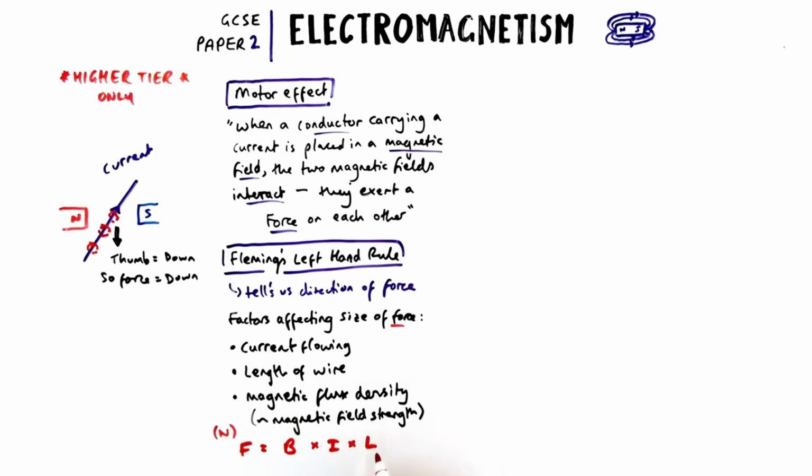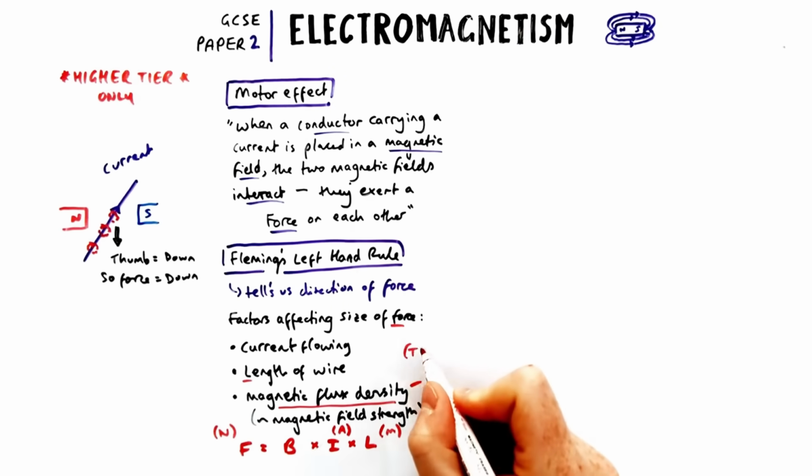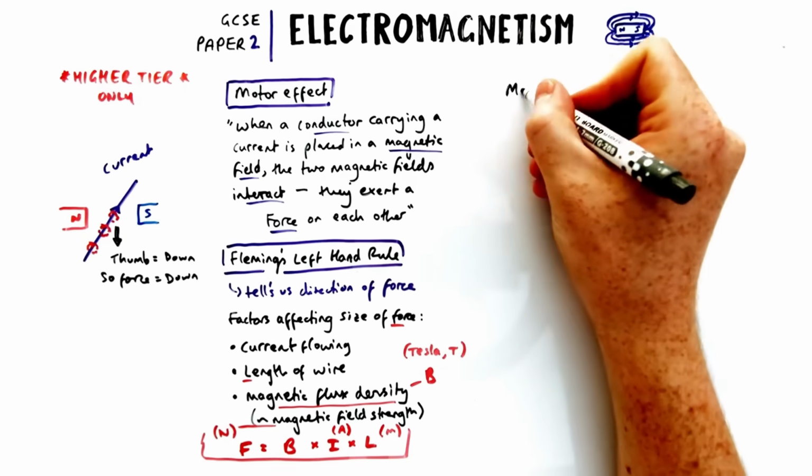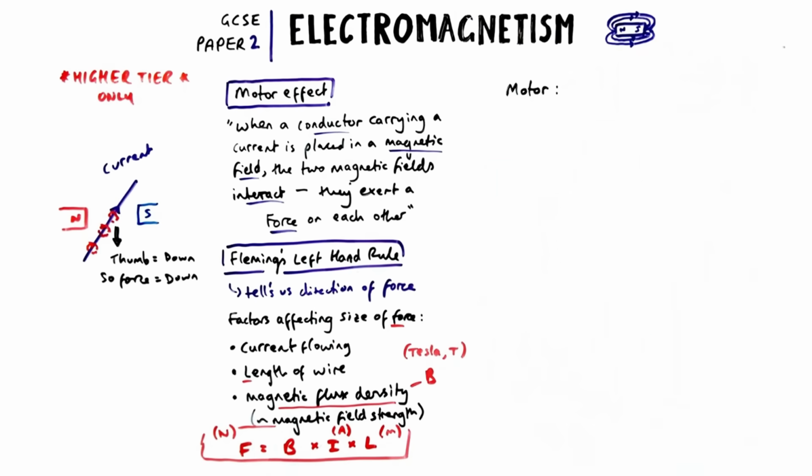Now we should know F, force, is measured in newtons, I, current, is measured in amps, and length we have to have in meters for this to work. The new one is B. B is the symbol we use for magnetic flux density, and it's measured in tesla, or capital T. Useful to note is that tesla is normally quite a small unit. Normally you'll find millitesla or 0.01 teslas. It's not normally hundreds of teslas. That would be a very, very strong magnetic field.